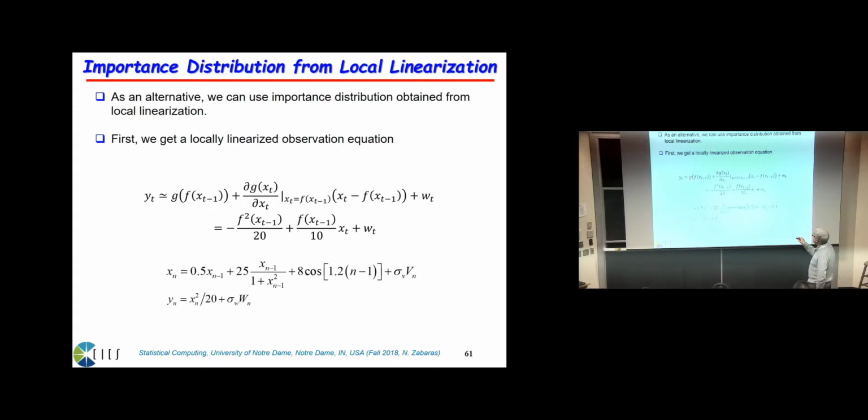Remember, the Taylor series expansion says g computed at f at the previous step. So what I'm going to get here is, g is this, so I'm going to get f squared divided by 20 from here. What's the derivative of g with respect to x? It is x divided by 10. All right, so x divided by 10, okay, times what we have here, f.